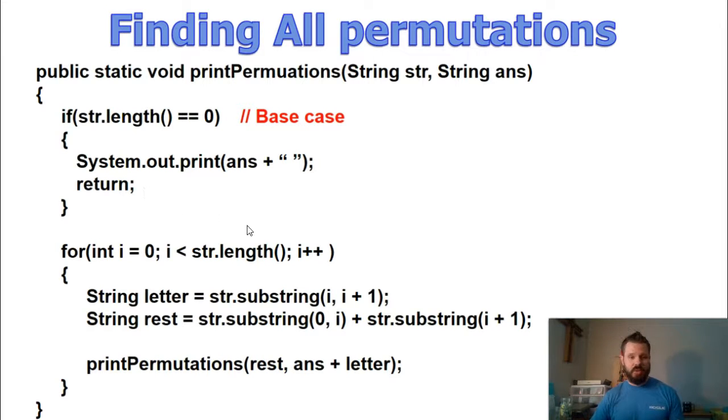Otherwise, what we'll do is loop through the length of the string. We're going to take the ith letter out using a substring. So for example, when i is 0, we take out the first letter. When i is 1, we take out the second letter. When i is 2, we take out the third letter. We're going to come up with the rest of the string just by removing that ith letter, so substring to the i and then everything after the i. We'll call that the rest, we'll call that the letter, and then we're just going to run our method again on the rest and the answer with that letter added in. So our answer initially starts empty, and then we add that letter as we go.